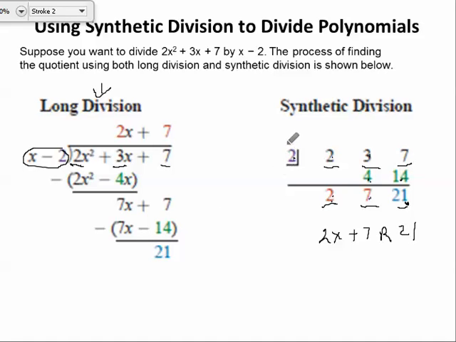Which is easier to write? Well, this is much smaller and compact than this. It is just a simplified version, shorthand version of doing long division. It takes a little practice, so I want you to work the problems as much as you can and make certain that you're understanding how to work these problems, okay?